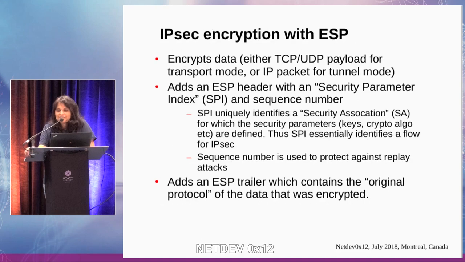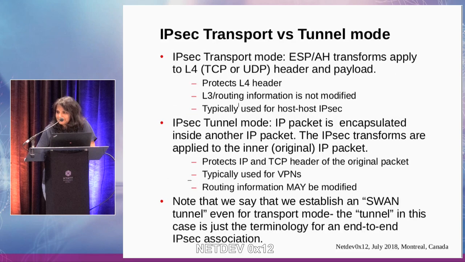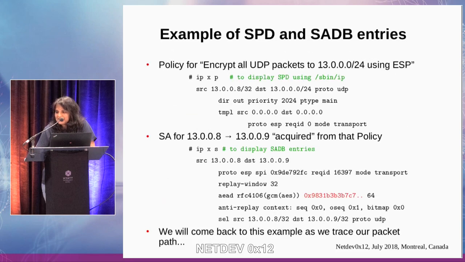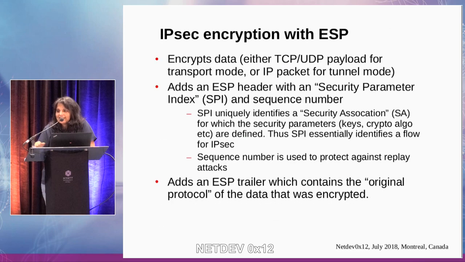So more definitions. ESP, this is the way we encrypt packets. What we do here is we take whatever part of the data we are going to encrypt, we add an ESP header and then an ESP trailer. The ESP header has this number, which is the SPI, the security parameter index. A couple of slides ago, we saw an example of the SPI right here. So you see that 9DE792FC, that's your SPI. And that gets added in your ESP header.